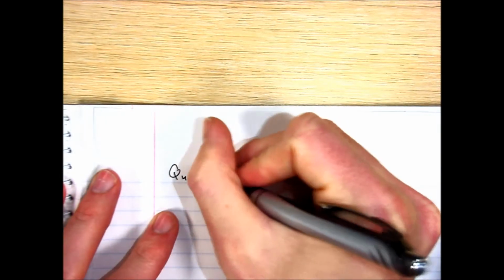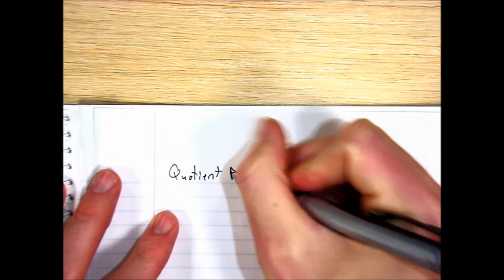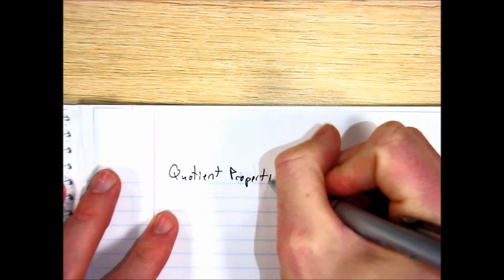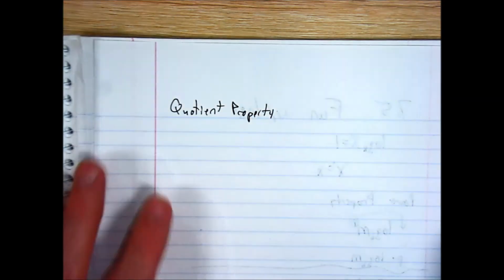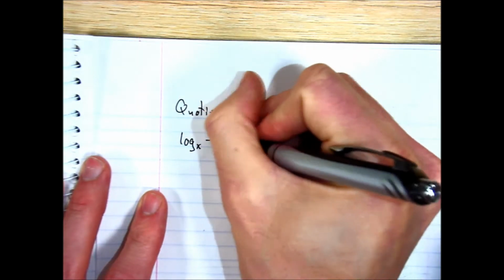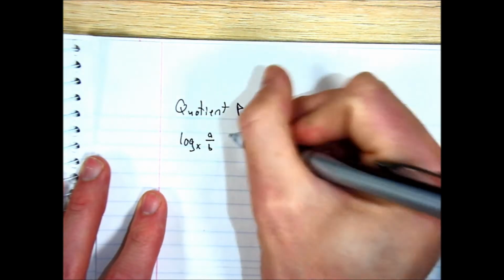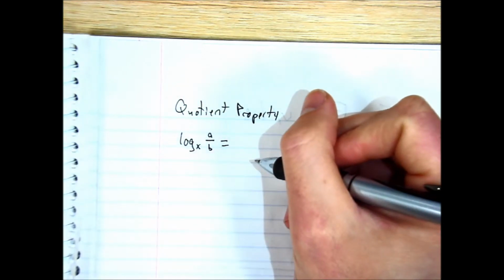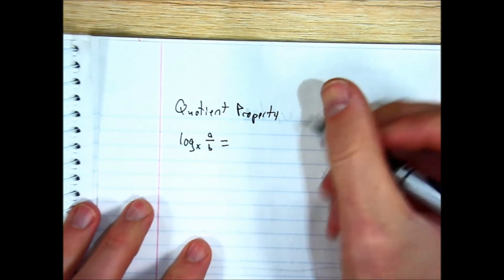Okay, we have the quotient property of logs. And that is if we are dividing, or we have a fraction, we can split them up as subtraction.